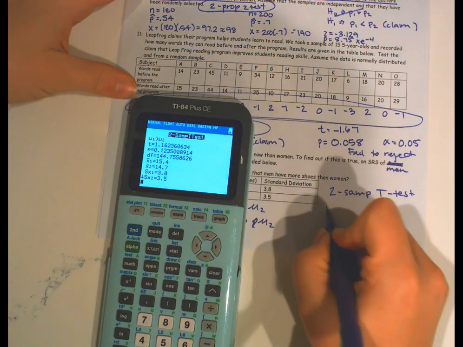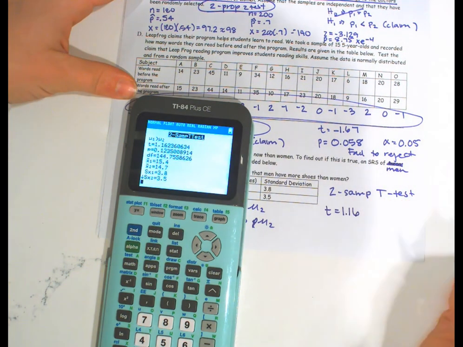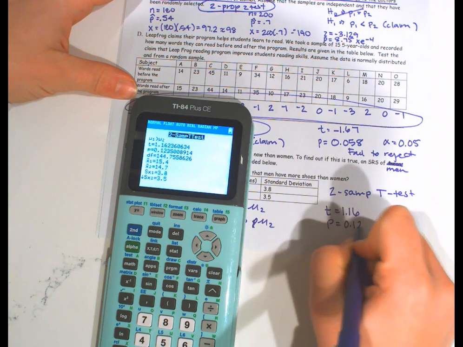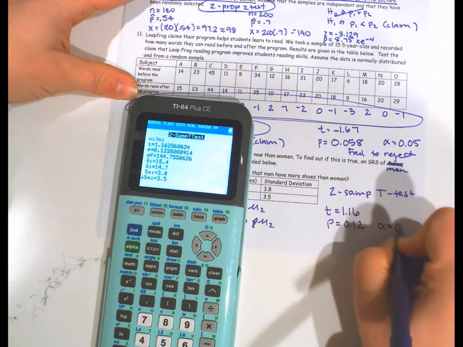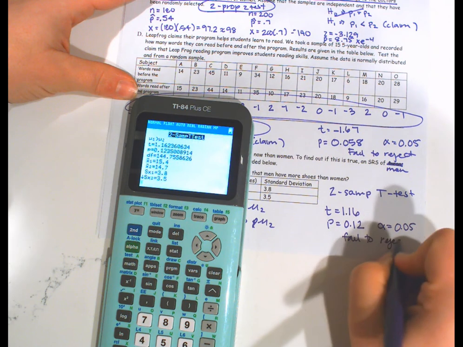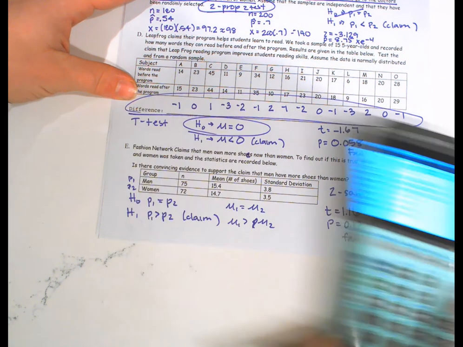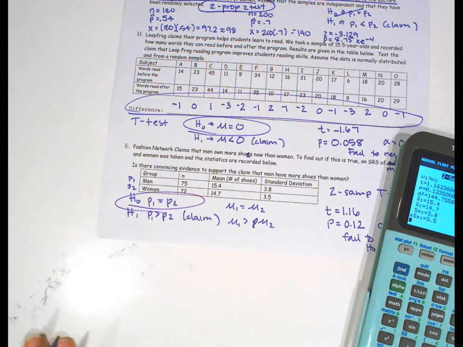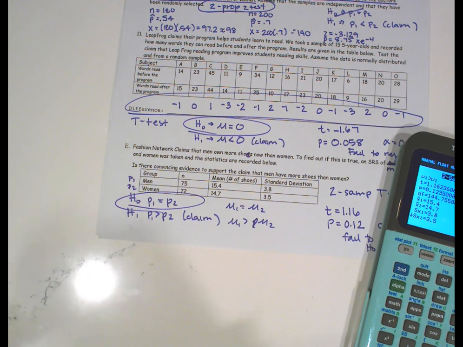So when I calculate, I get that t equals 1.16, p equals 0.12. So if I'm comparing that to 0.05, I would fail to reject the null. So that means I'm keeping this, which means there's not enough evidence to support our claim that men own more shoes than women.